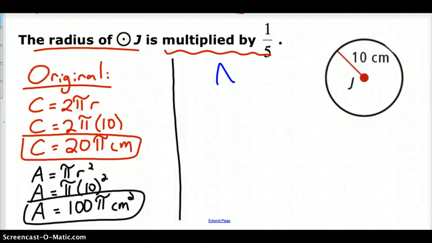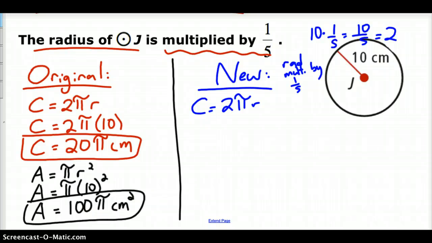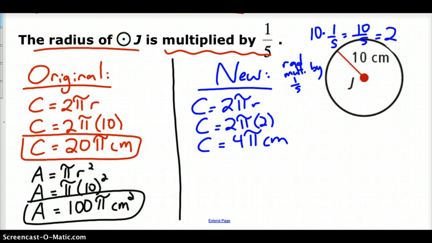So our new figure. Remember, our radius is multiplied by 1/5. Basically we're saying 10 times 1/5 equals 10 divided by 5, which is 2. So our new radius here is 2. Let's see what our circumference will be now. It's still equal to 2 times pi times radius. Our new radius is 2, so our circumference will be 2 times pi times 2, which is 4 pi centimeters.